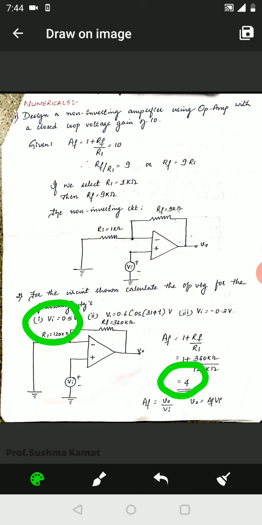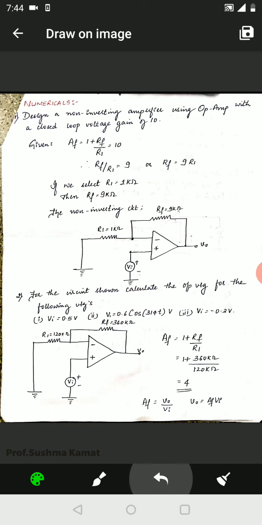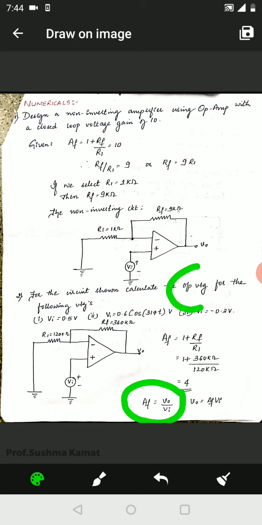We already have the value for AF, so we can find the value for V0. Let us try to find it out. What is the formula? AF is equal to V0 upon Vi is the formula, which means gain is equal to output voltage upon input voltage. So here we are supposed to calculate the output voltage. That is why V0 is equal to AF into Vi. Let us put these values and try to solve the numerical.